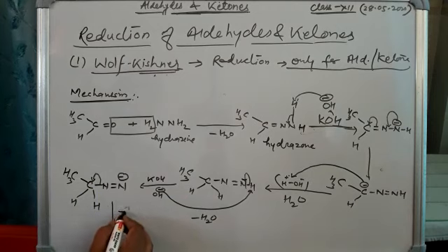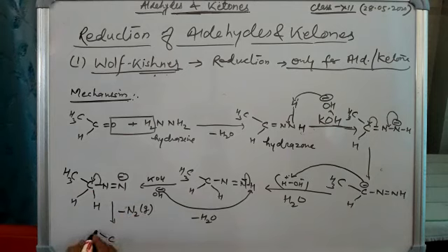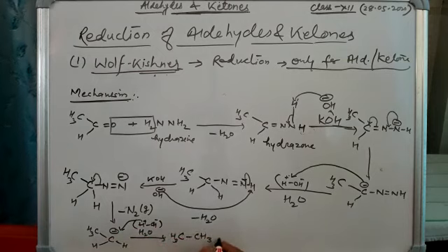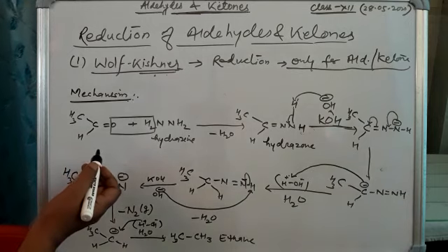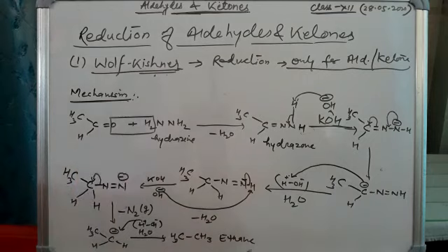So here removal of N2 gas takes place and the formation of CH3CH-H takes place, where carbon acquires a negative charge. Water also gives H ion. So the H ion goes here and the formation of ethane takes place. This is the mechanism of Wolff-Kishner reduction when a carbonyl group, either aldehyde or ketone, is converted into ethane.